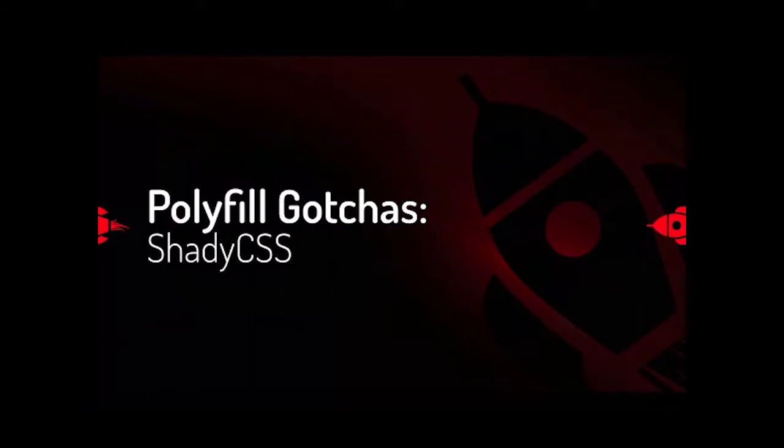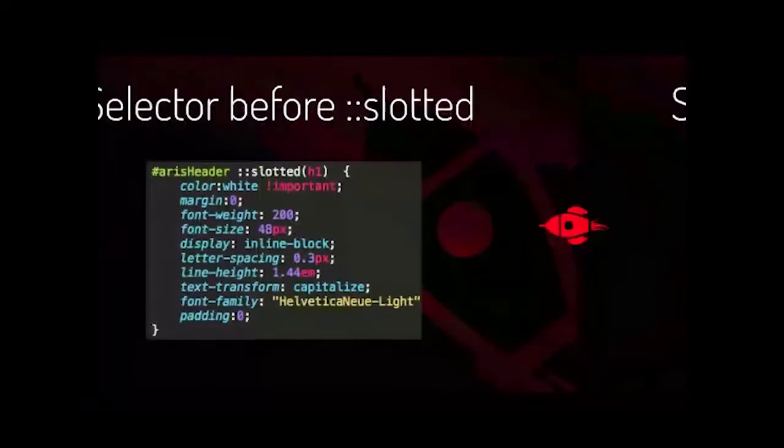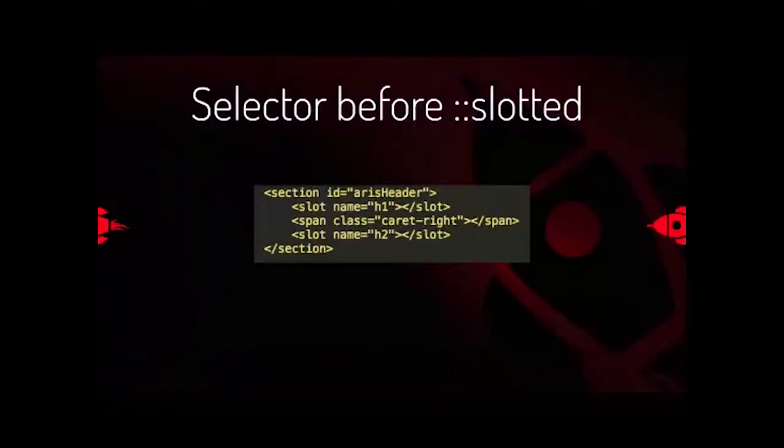The first polyfill that we noticed was shady CSS. One of the biggest things that we noticed was having to use a selector before the slotted selector. So you'll see here in our code for CSS, we've got an ID of errors header before the slotted selector that has an H1 attached to it. So you have to make sure that there is that selector to the left of it so that the polyfill will work. Wasn't too bad of a fix. I mean, we just wrapped everything inside of an element and gave it the ID of our element's name, camel cased. And that's just kind of the way we decided to handle that. So that wasn't too bad.